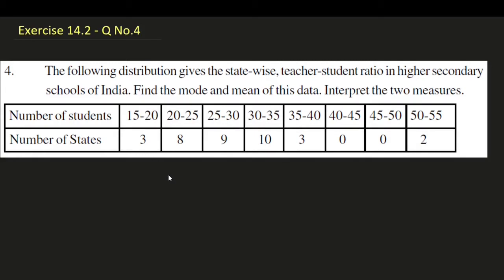How do we find mode? Mode is the estimated value within the modal class. First, we have to identify the modal class. Modal class is the class interval having highest frequency. From the frequencies here, we see that this 10 is the highest frequency. The class interval having this highest frequency is the modal class. 30 to 35 is the modal class.